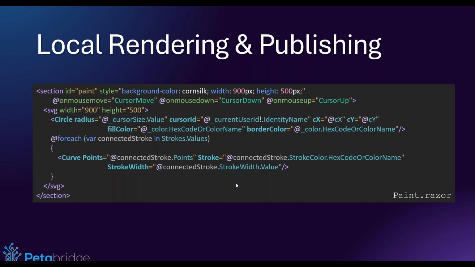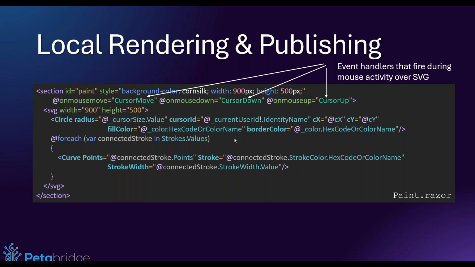Now for local rendering and publishing, here's where the cool stuff kicks in. We have a section tag in HTML, and in order to stream data back to the server, we're going to subscribe to mouse events: cursor move, cursor down, and cursor up. Every time I move this mouse over this section right here, I'm going to trigger one of these events. The first thing we're going to do is render this little circle. That circle represents my painting cursor. I'm going to render it wherever the mouse currently is. And for each of the strokes that someone has rendered, we're going to render this curve. This curve is a custom SVG data structure that's going to take all these data points and try to render them in a consistent stroke together. It should look like the exact same size and color as this circle that we had earlier.